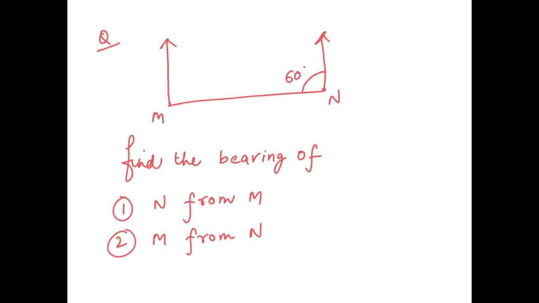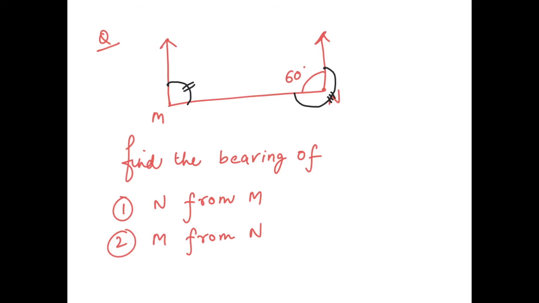So in this question, the diagram is given and the question says find the bearing of N from M and M from N. So we see for the first question, we need to start from M and go until N. If you start from M and we go until N, it will be this angle. So this is our first question. And the second question is M from N. So we need to start from N. We can't take this one because it is anti-clockwise. We need to go clockwise. So we need this angle. So this is our next question.